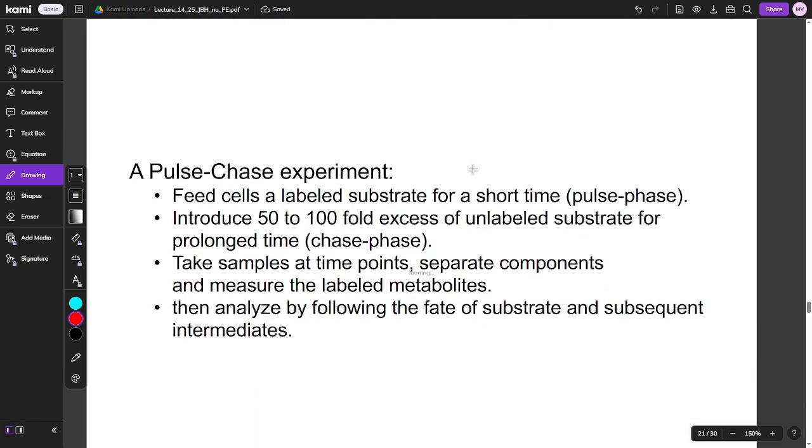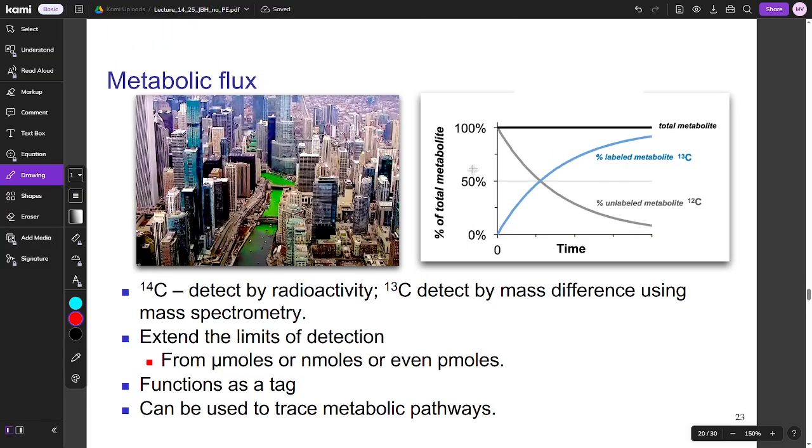So I think pulse chase is the one that's a little bit more important. You can do other things as well. You can do C14 detection. When you start getting into the pathways, they will label a carbon and ask you to track that carbon through the cycle. That is something they tend to do. It didn't show up on my exam, but that does not mean it won't show up on your exam.